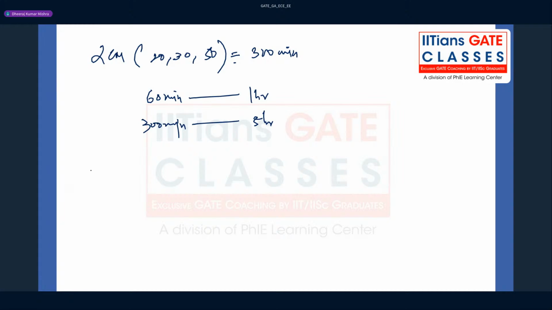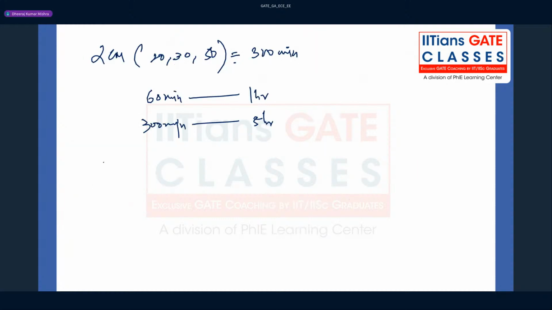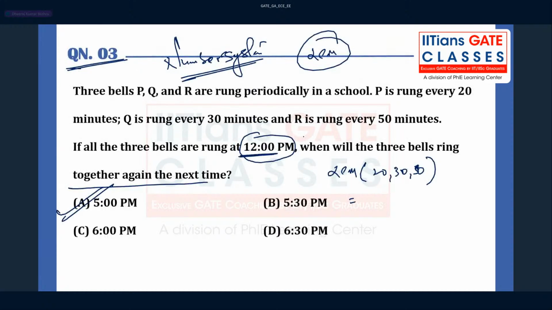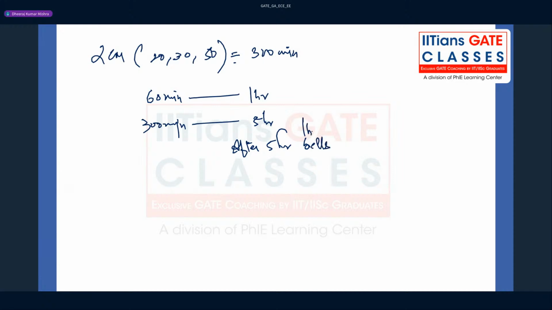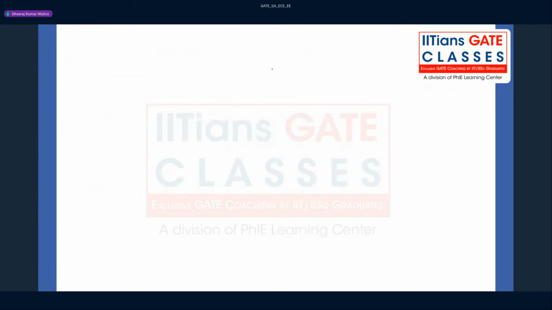So the first time when all the bells are ringing, that is nothing but 12. So after 5 hours means 5 p.m., right? So after 5 hours, three bells will ring together. So I believe this is an application of LCM, guys. Okay, so if you know the LCM concept, it's a very simple process. Provided you should be able to find the LCM of this, right? So okay. Question number 3 is done.